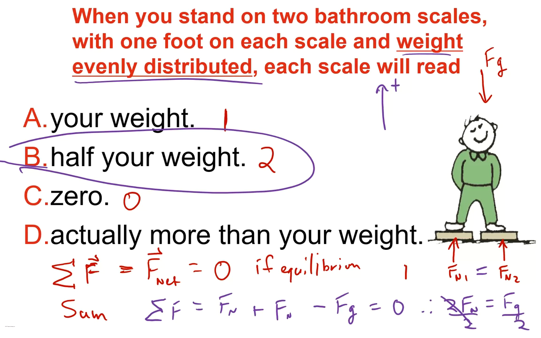Yeah, because we did that. There's 2 FNs, and then there's 1 FG. So what you do is divide by 2. It's kind of like a math equation. You make it equal. And so FN equals FG over 2. So it's half of your weight. Okay, that makes sense. Because the gravity, weight, mass. Okay, yes. All right. Thank you.